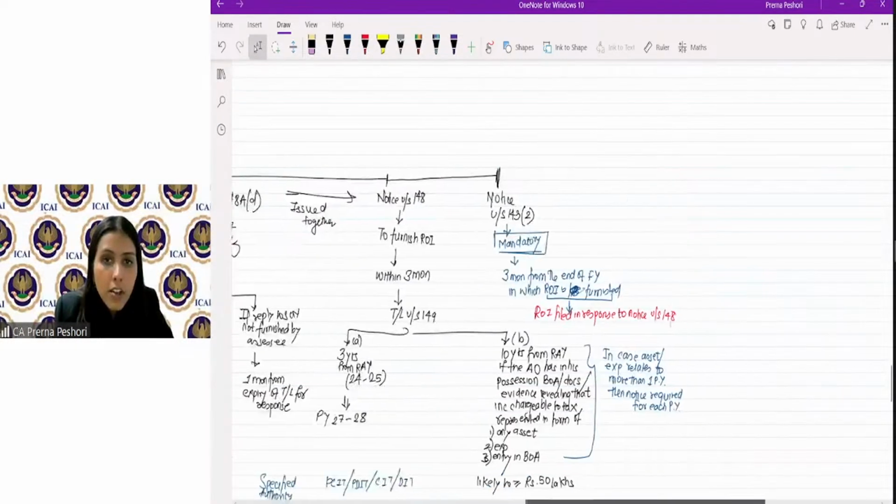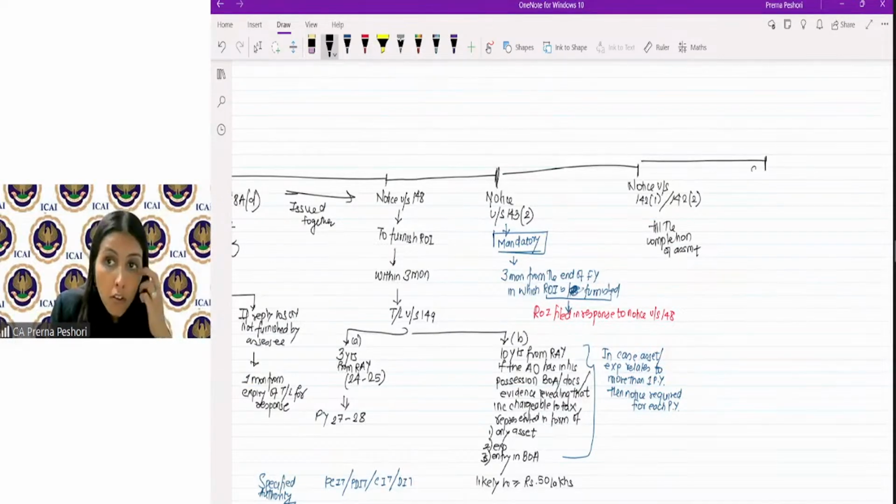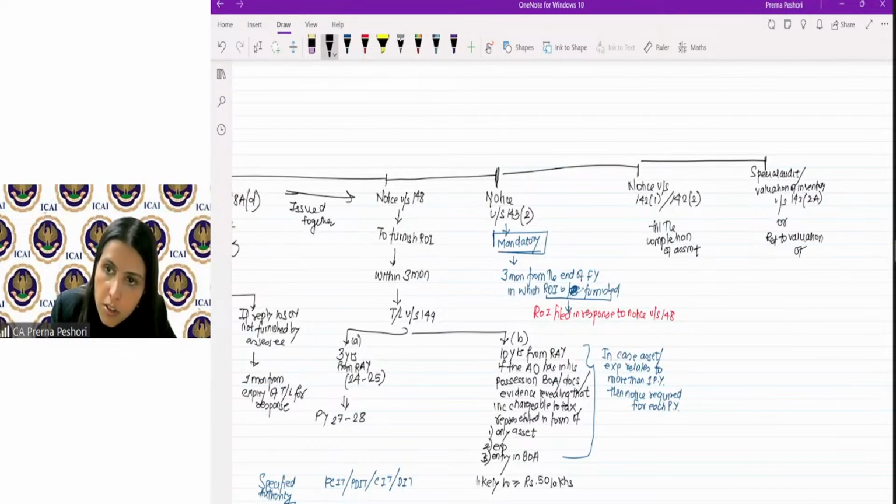And finally, again here, for calling out any information, notice under section 142(1) or for calling any information under 142(2) can be issued. For calling books of accounts under 142(1), for calling any other information, notice under 142(1) can be issued till the completion of assessment. Again here, the AO will have all the powers of special audit, valuation of inventory, which is there under section 142(2A), or reference to valuation officer under 142A. So this will remain.